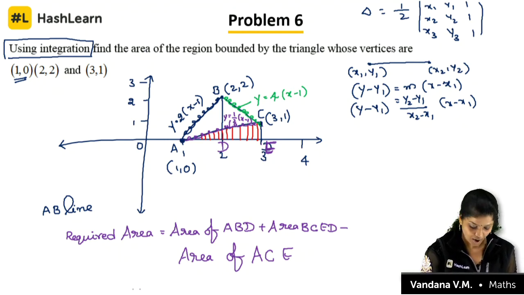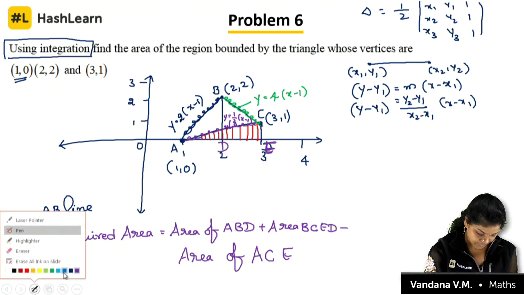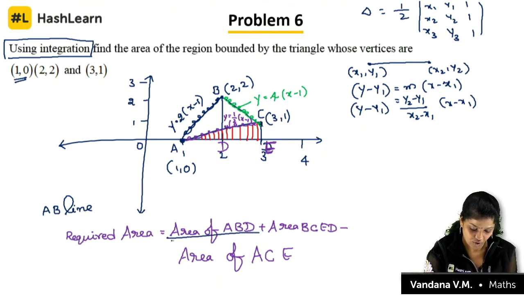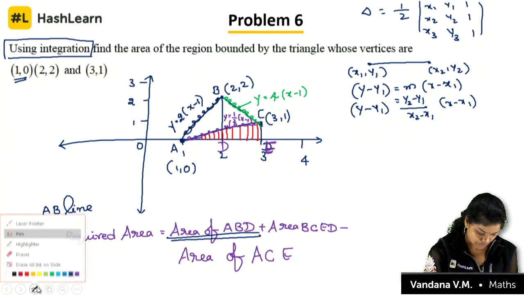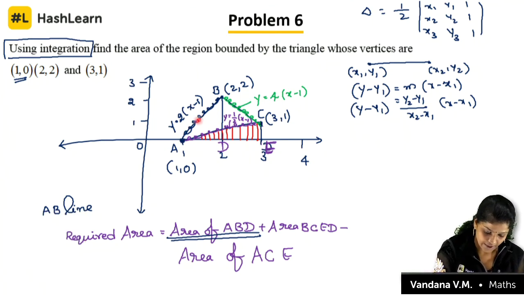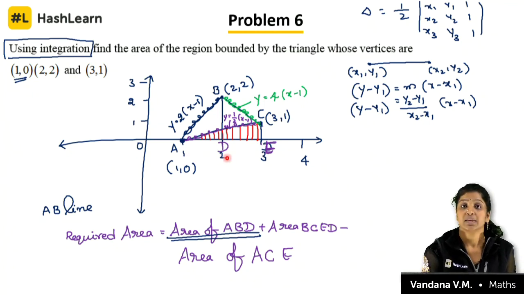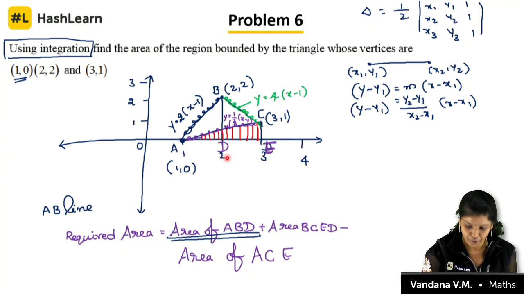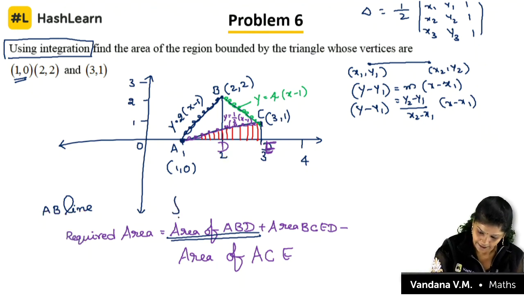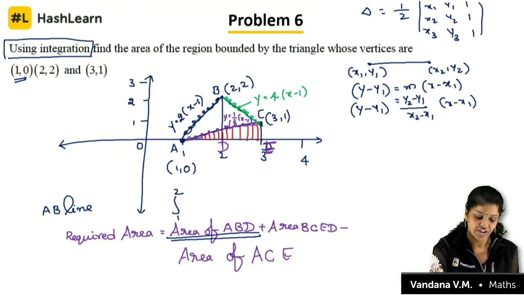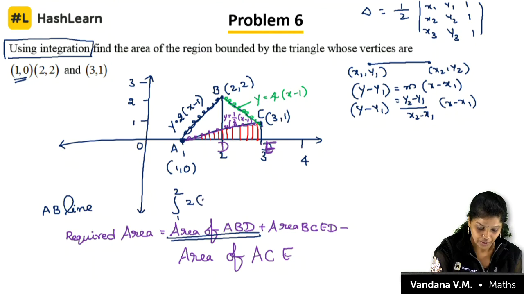Fine. So now how to write the limits? See here, area of ABD, from where to where? Let me show you, this is ABD. The limit has to go from 1 to 2. So it is the integral from 1 to 2 of the equation of ABD, that is 2 into x minus 1, into dx.